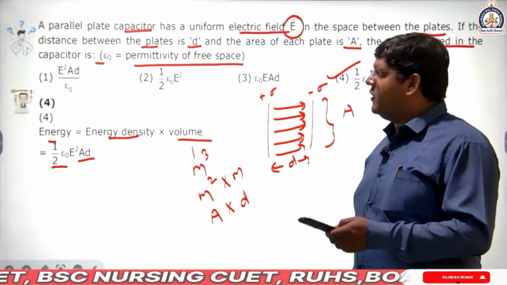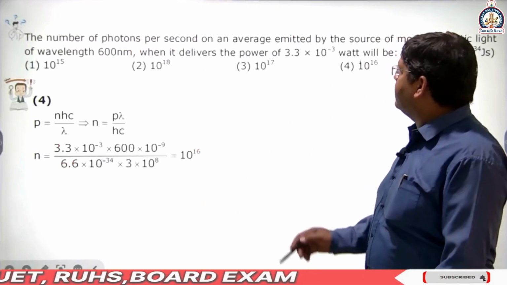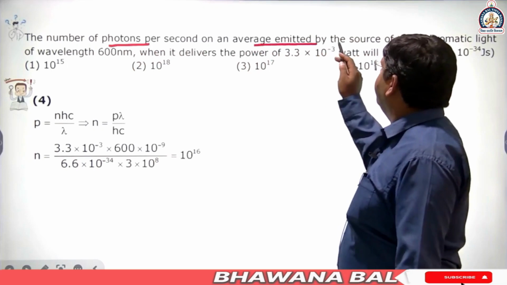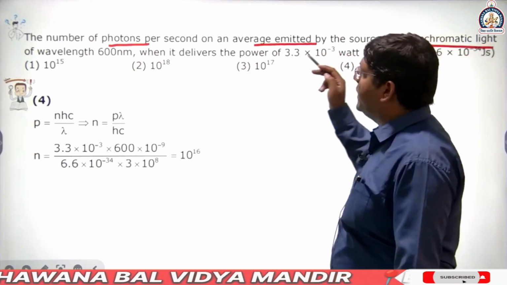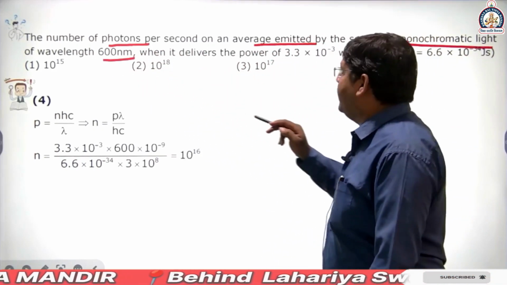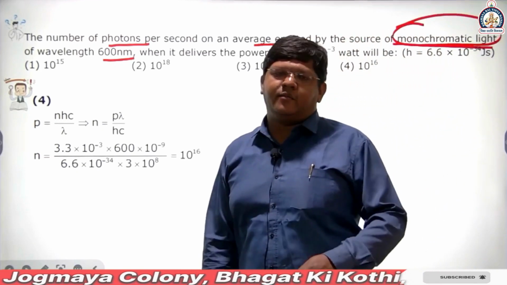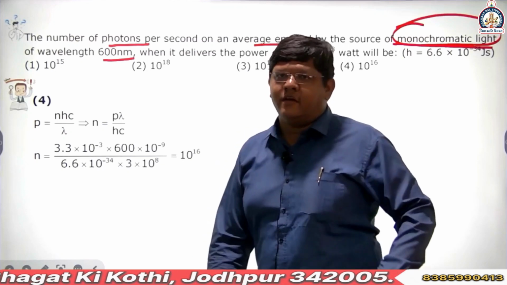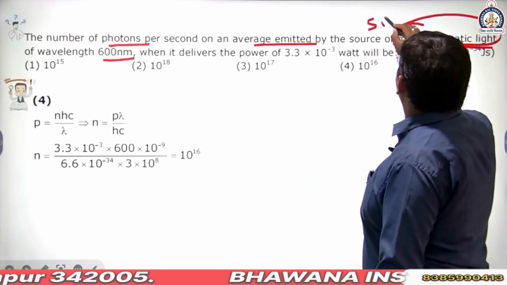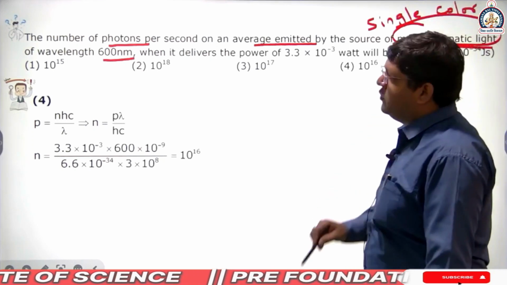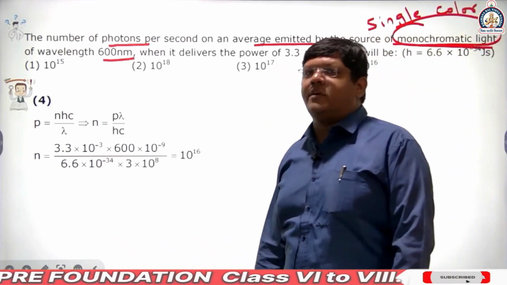Now moving to the next part. The next question: the number of photons per second on average emitted by the source of monochromatic light of wavelength is. Firstly, what is monochromatic? Monochromatic simply means single colored. Mono means single and chrom means color. The basic example of monochromatic light is a sodium vapor lamp.